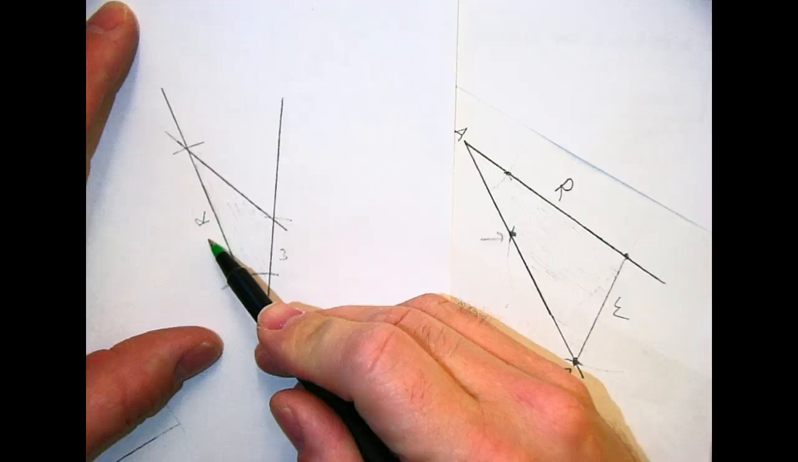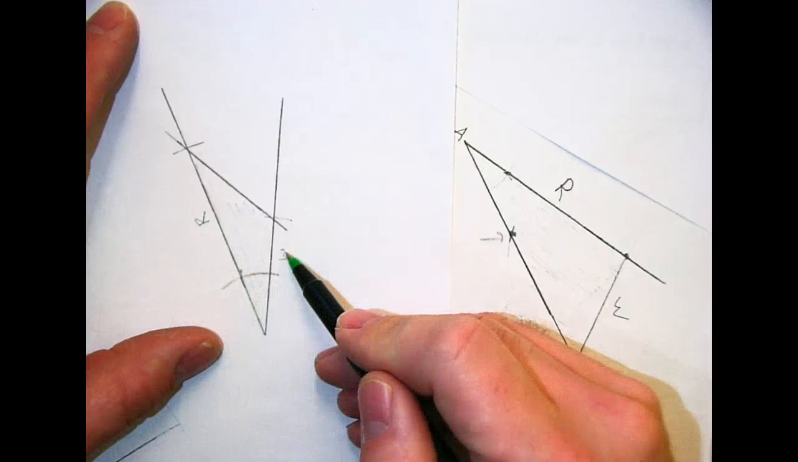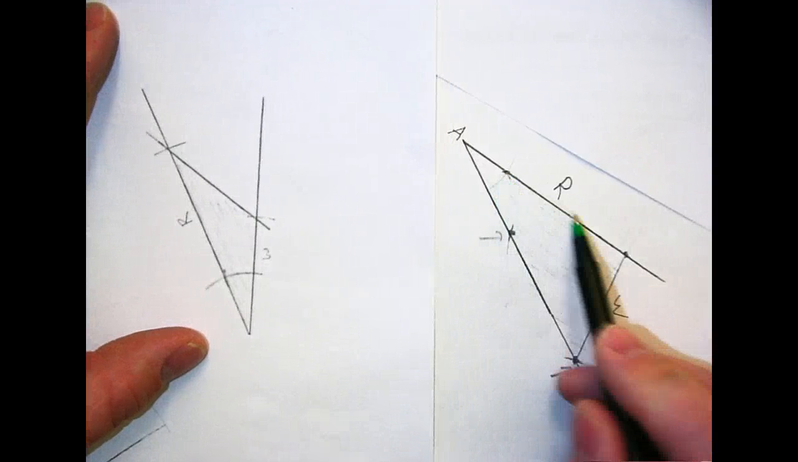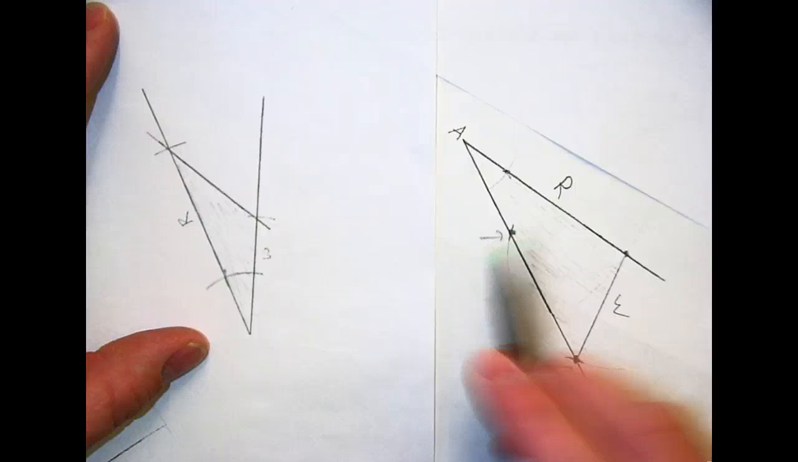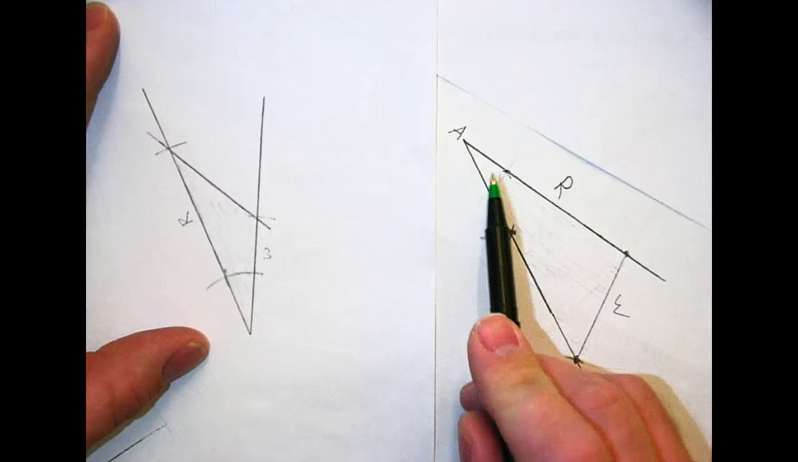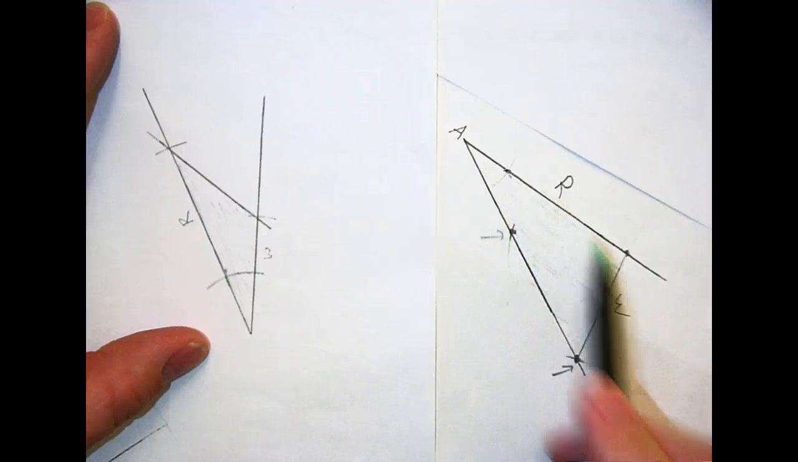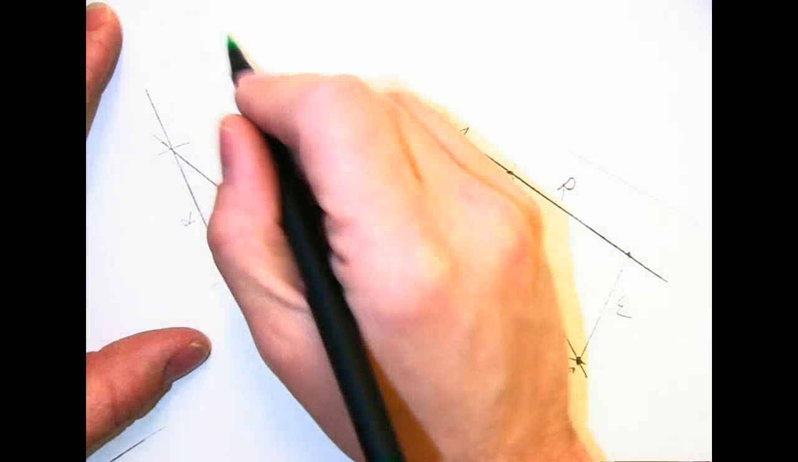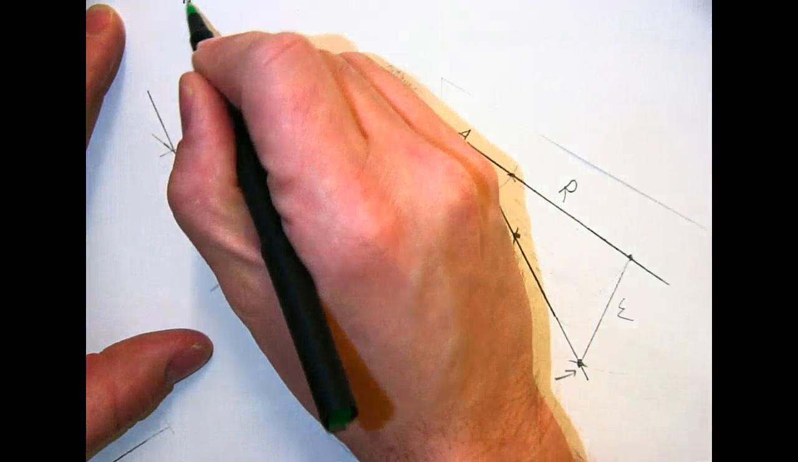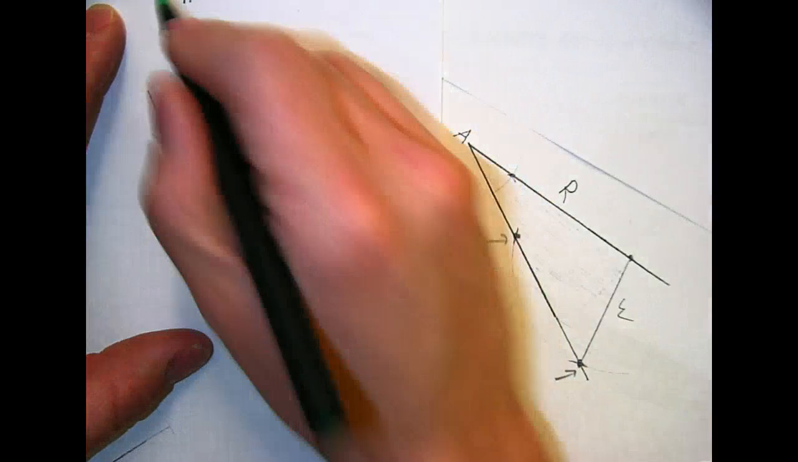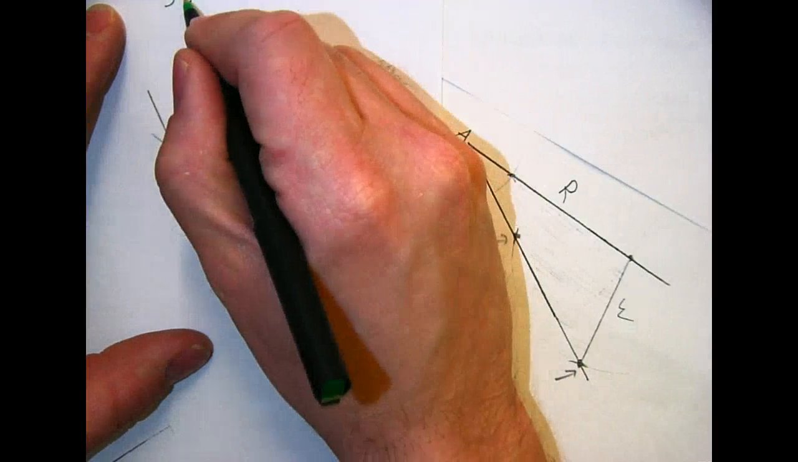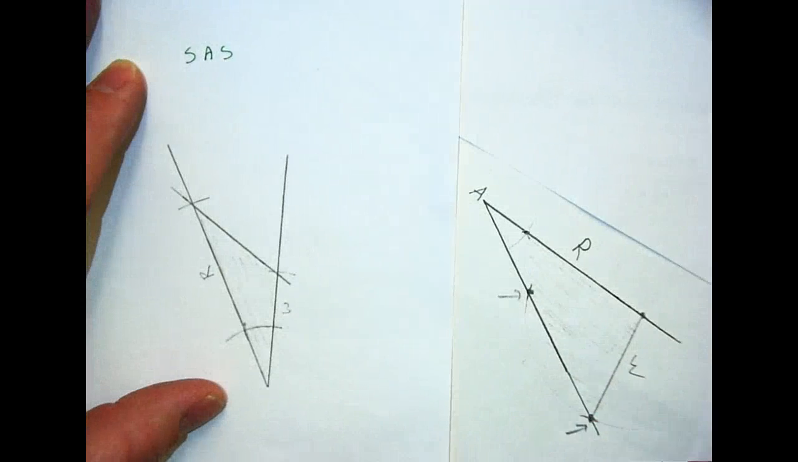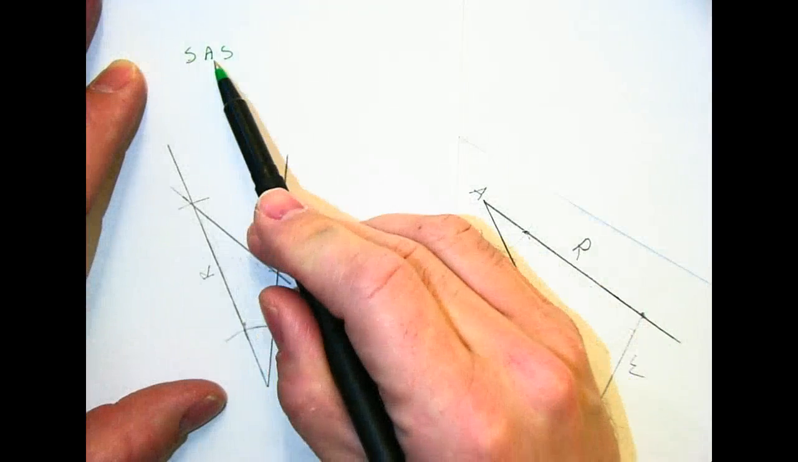Okay, angle, and we have a side, and we have a side. So we have a side, an angle, and a side. Everyone get that in that order. Here we have the given angle, and we have a side, and we have a side. So we have a, what's this? Angle. Okay, so in math, we call this one side, angle, side. Side, angle, side. SAS, right?